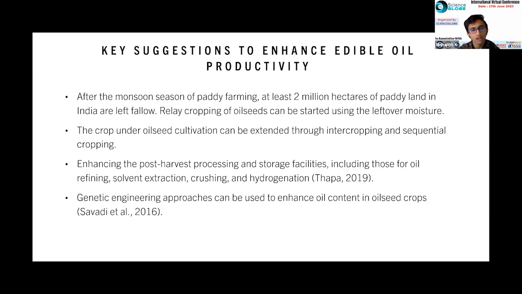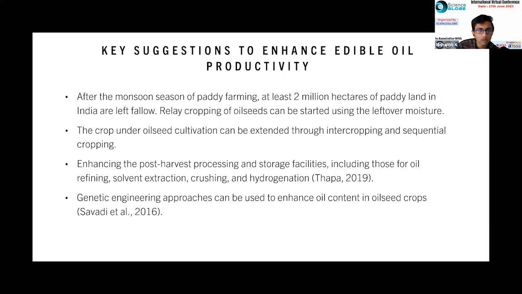And next, coming to industry level techniques where processing is involved, we could enhance the post harvest processing and storage facilities, including oil refining, hydrogenation, crushing and solvent extraction. And one more important suggestion is genetic engineering approaches. Genetic engineering is getting a lot of attention these days, and it can be used to enhance the oil content in the oilseed crops.